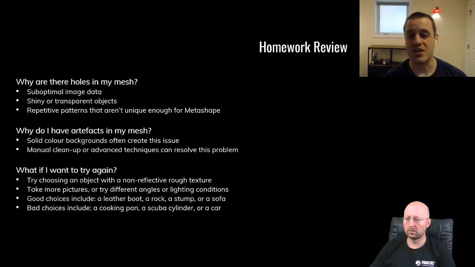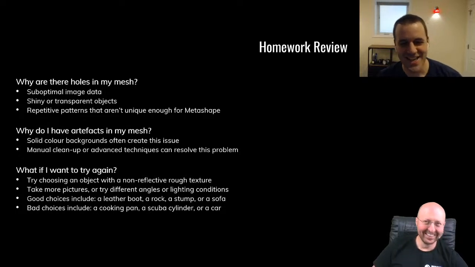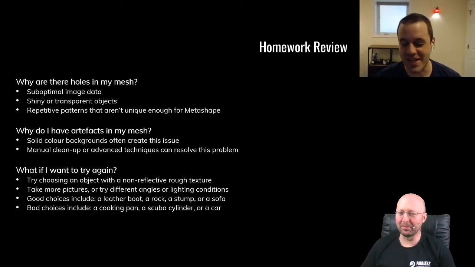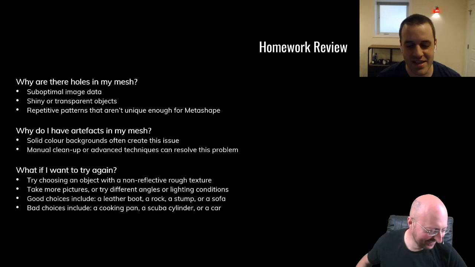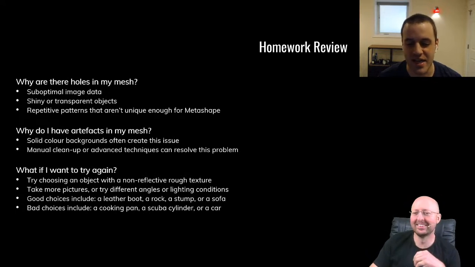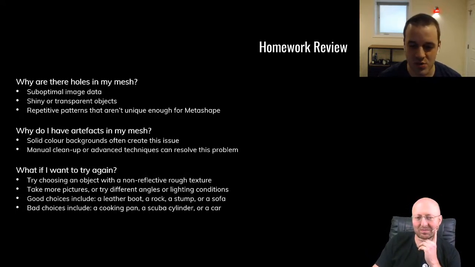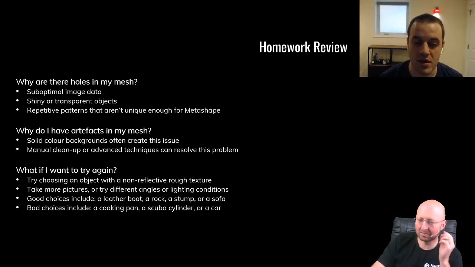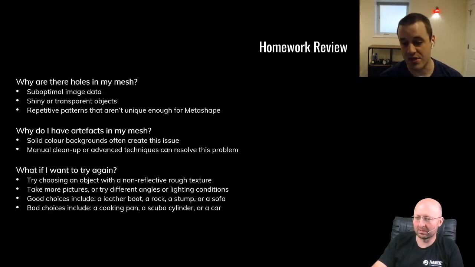Things that you might have lying around your house that you might think work well but don't: a cooking pan, a scuba cylinder if it's got a shiny texture, or for example your car, or maybe a moped would be a really challenging one. Yeah, as John has found, that's just because they've got that shiny paint and they've got those transparencies in the headlights and in the windshields and the windows. So undoable? Absolutely not. You can make a model out of that. It just takes a lot more work.